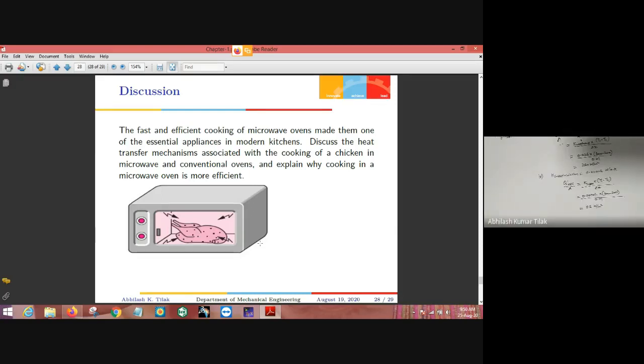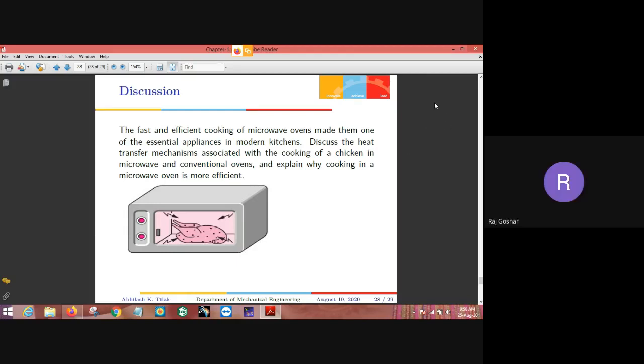At this point, I end this chapter, and I hope all of you have understood the basic mechanisms of heat transfer and the basic laws related to it. If there is a heat transfer problem, you can apply the energy balance and calculate the value of the temperatures or the variables involved. At this point, I stop this.